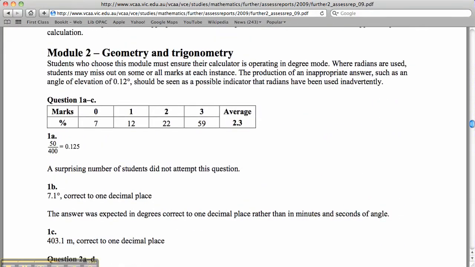Okay, so the next one you should do is geometry and trigonometry. So you can see here for questions 1A to C, the average mark was 2.3 out of 3. So you would assume that question was quite easy.